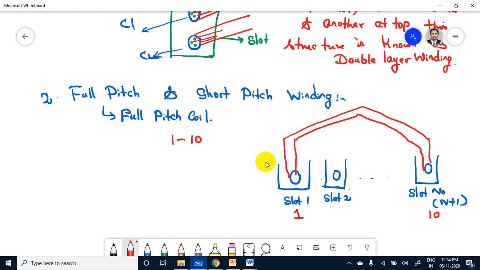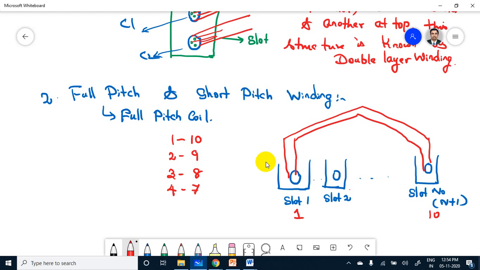So slot number 2 will be connected to 9, slot number 3 connected to 8, slot number 4 connected to 7. So like that, every slot is connected to the respective slot. That is, the starting of slot 1 will be connected to the end number of the slot, the last number of your slot. That is known as full pitch coil.